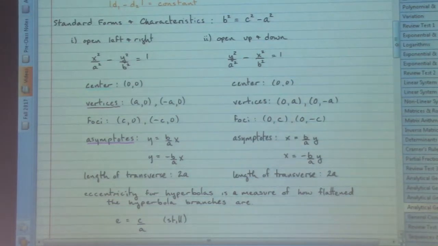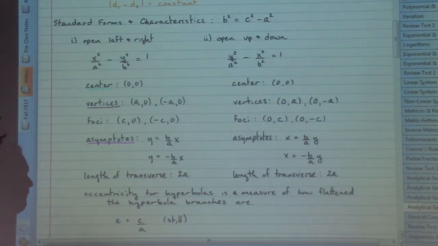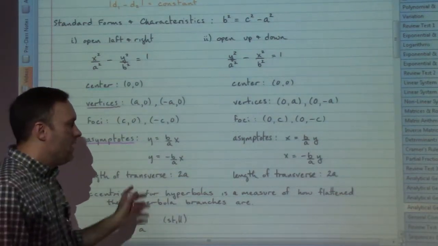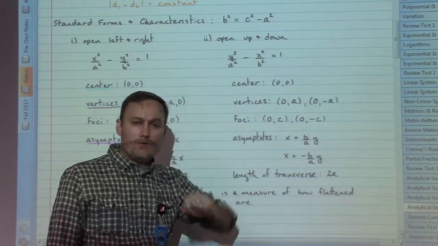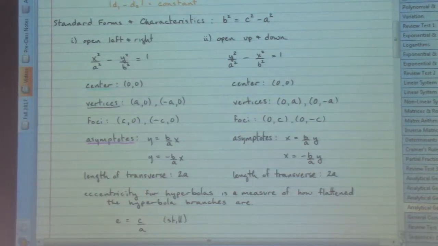XY switcheroo still in place. Vertices, switcheroo. Foci, switcheroo. The asymptotes, like I just mentioned, instead of y equals b over a times x, switcheroo those x's and y's. X equals b over a times y. Just keep it direct to remember that list.